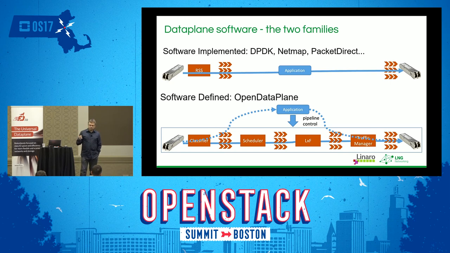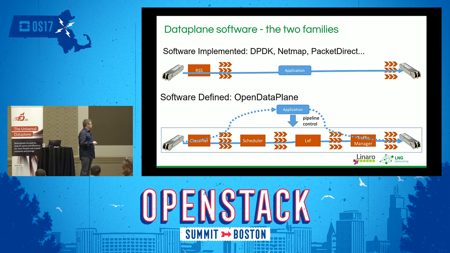From a software data plane perspective, there are two families of software data planes. The ones that I call software implemented, which means that all the packets go through the CPU cores. So you have an input port, you have some handling, some queues, it goes to DPDK or VPP, and it goes to an exit port. All the packets go through a CPU core. That's the model. DPDK is one such software implemented data plane. You can consider NetMap is another one, or Windows Packet Direct can also be considered a software implemented data plane.